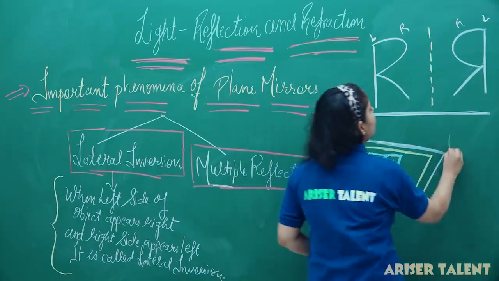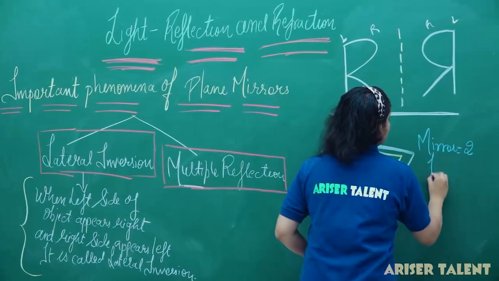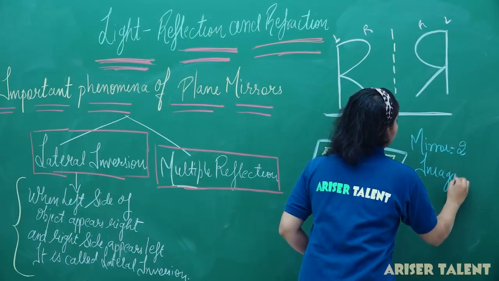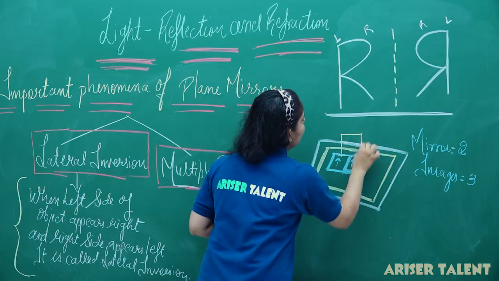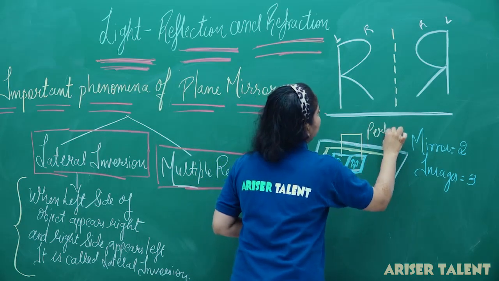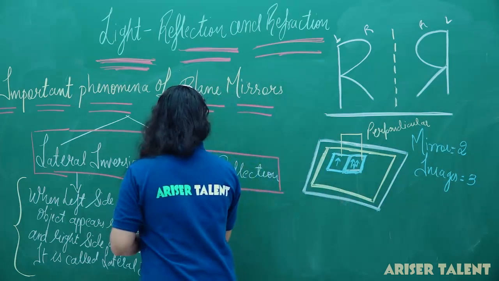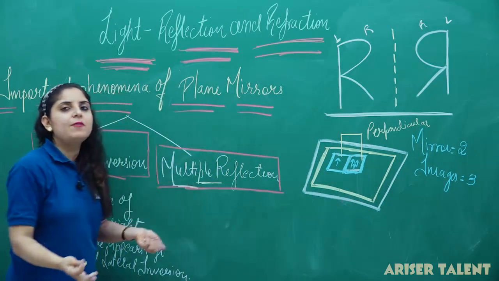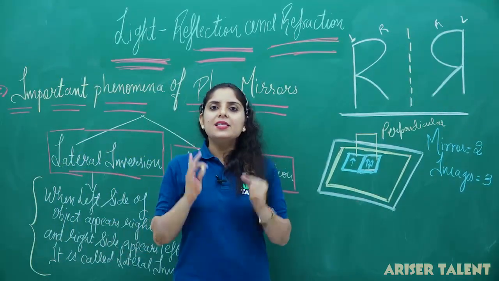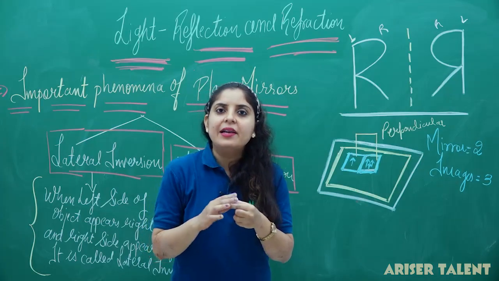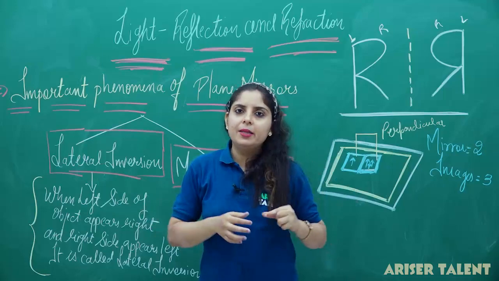So, if we have 2 mirrors, how many images are we getting here? We will get 3 images. But the condition is that these 2 mirrors are placed perpendicular to each other. This is termed multiple reflection, as the rays are reflecting many times and we are getting multiple images here. So, these are the 2 important phenomena related to the plane mirror, that is lateral inversion and multiple reflection.